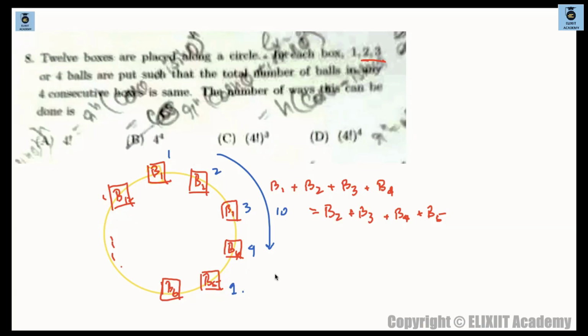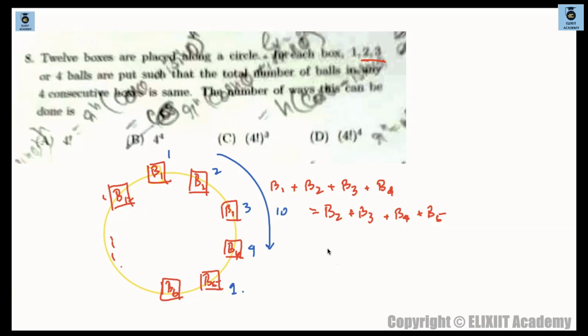Okay, so what can I say from here? Once you place the balls in the first 4 boxes, the remaining balls will automatically get arranged in the remaining boxes. Once you place the first 4, the remaining arrangement will automatically take place. So you just need to focus on the placement of the balls into the first 4 boxes.